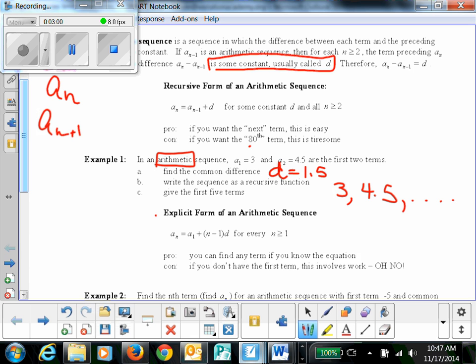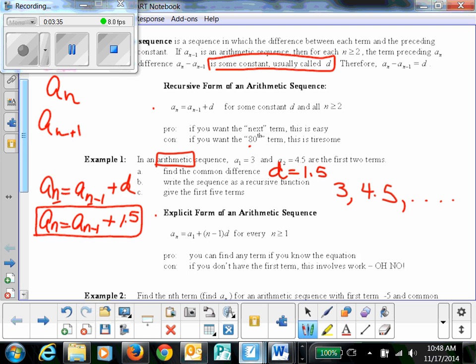All right, write the sequence as a recursive function. So I'm going back up to this formula right here. I'm going to start with a sub n is equal to a sub n minus 1 plus d. Now, if I'm looking for a formula, then what I'm looking for is to keep it with my n's in place. So a sub n is going to equal a sub n minus 1 plus 1.5. And so there's my recursive formula. Give the first 5 terms. Well, 3, 4.5. What's the next one? 6, then 7.5, then 9, and so those are the first 5.